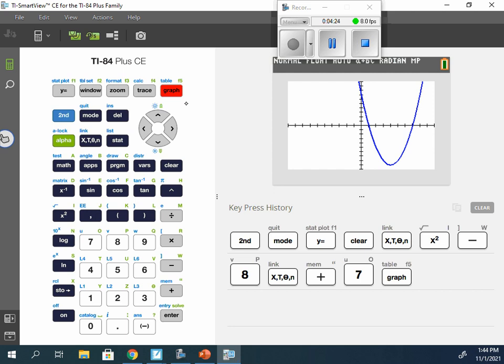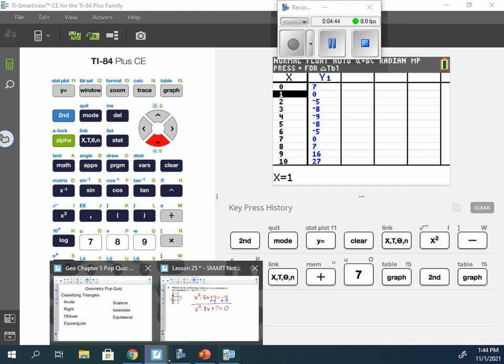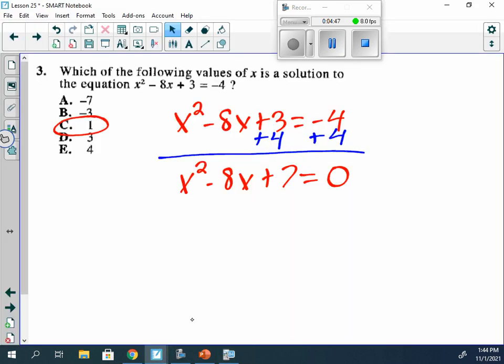And there are 2 places where it crosses the x-axis because we're trying to find out where the y value is 0. So we can go second table. One of the spots where the y value is 0 is when x is 1. The other one is when x is equal to 7. So 7 and 1. And if we look at our answer choices, the only one that shows up is x equal to 1. 7 is not a possible answer choice. They put negative 7 up there just to throw you off, because you might be tempted to circle it. So the correct answer is 1. Any questions on this here?